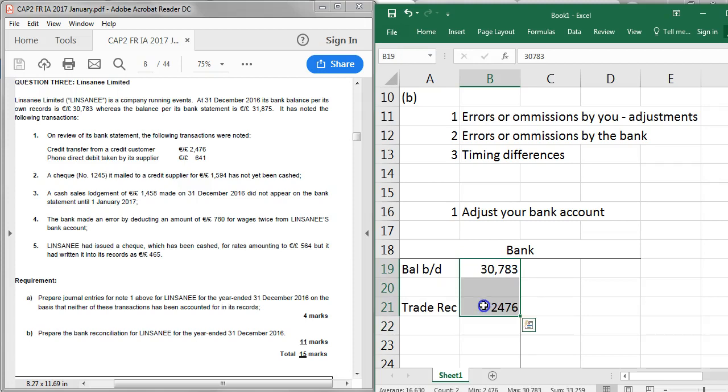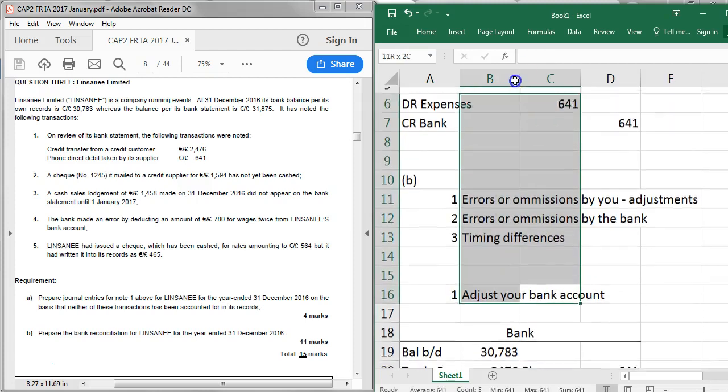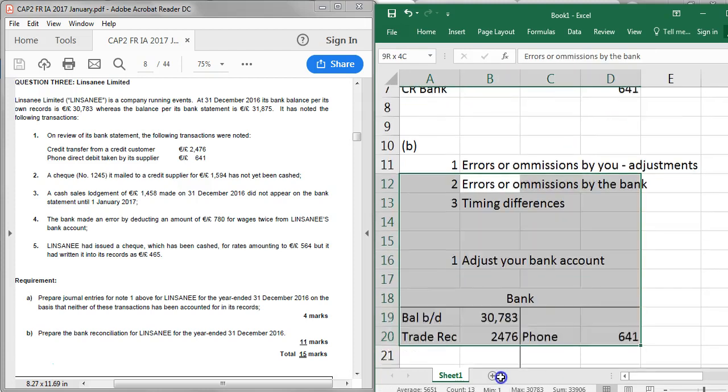That's one adjustment. And then the phone direct debit was taken out. We'll call that phone bill, and we'll take out 641, which is a credit. So we're really just putting in those two adjustments that we did up front into the bank account.